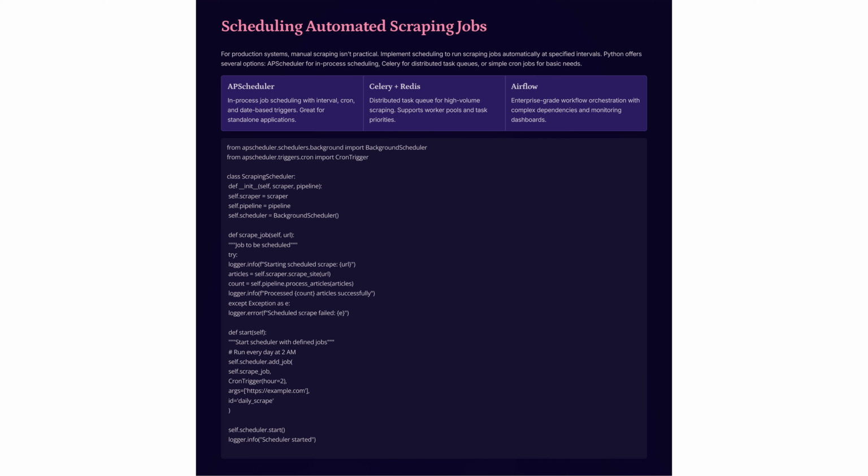Automate scraping with scheduling tools like APScheduler for in-process tasks, Celery with Redis for distributed queues, or Airflow for complex workflows. APScheduler offers interval, cron, and date-based triggers. Celery supports worker pools and task priorities. Airflow provides orchestration with monitoring dashboards. Efficient scheduling ensures timely data collection without manual intervention.